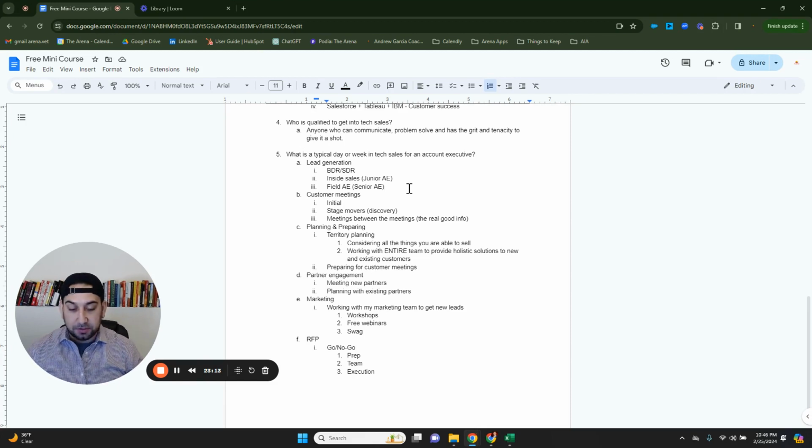Next is partner engagement. So you typically are going to have partners that you work with. Some of the partners I worked with the most when I was at Salesforce were Deloitte, IBM, KPMG, Booz Allen Hamilton. Those were some of our biggest partners, and these are partners that largely would implement Salesforce for the customer. So we would sell them the software, and then IBM would actually build and implement solutions. So you'd meet with partners and you'd plan with existing partners. You meet new partners if there's new partners out there that have relationships that you could leverage, but then also you want to plan with existing partners to come up with an idea of how you're going to go provide solutions for your customers.